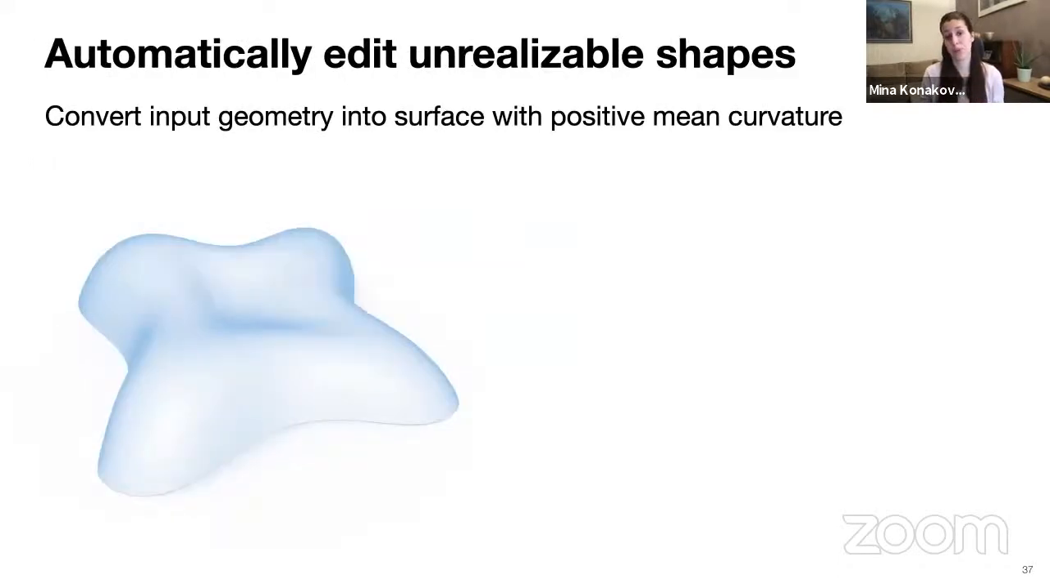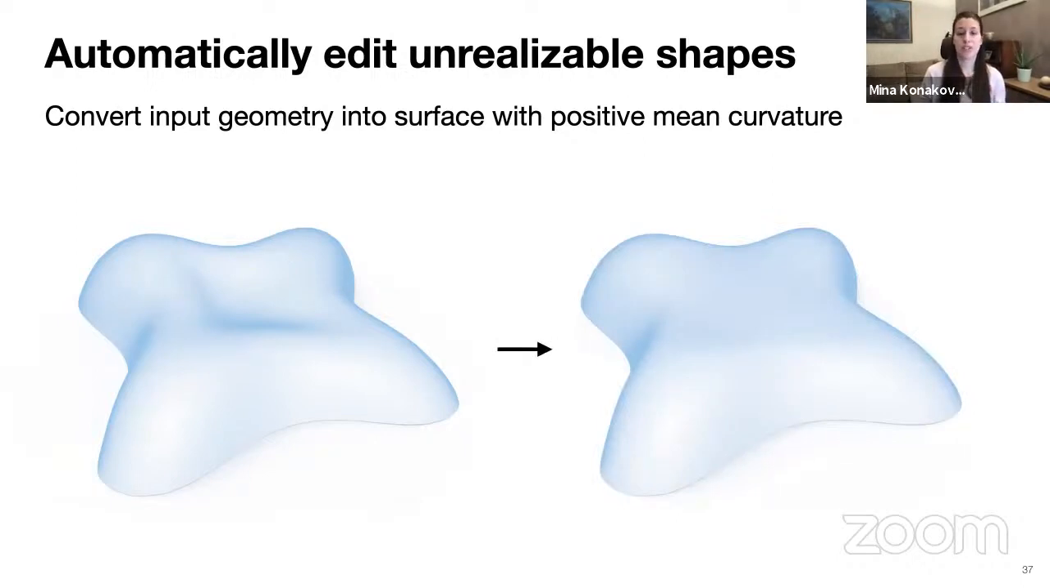So if the user provides a target shape that is physically unrealizable, we can automatically detect the problematic region and edit it towards the closest realizable shape. So no need for the user to manually go back and forth with the design until she finds the version of the shape that can actually be inflated.